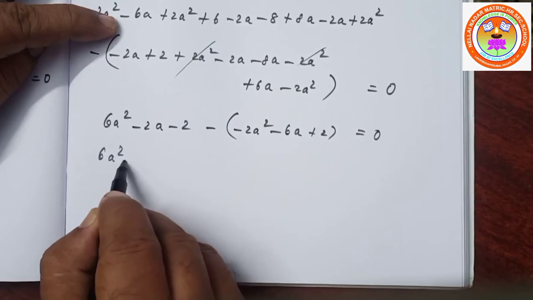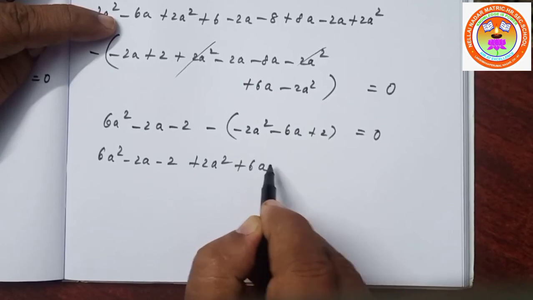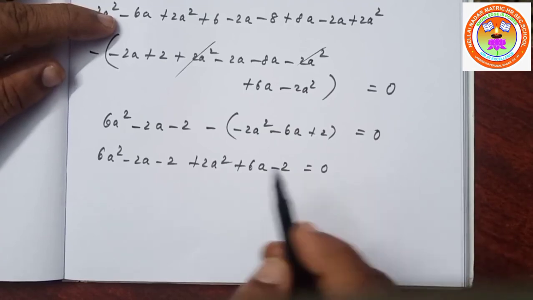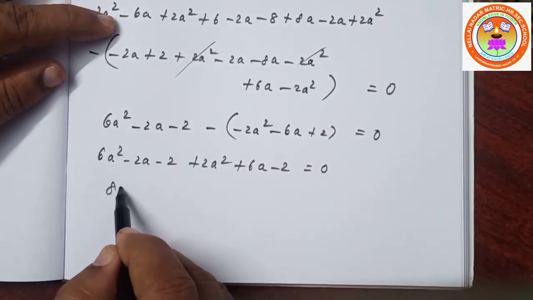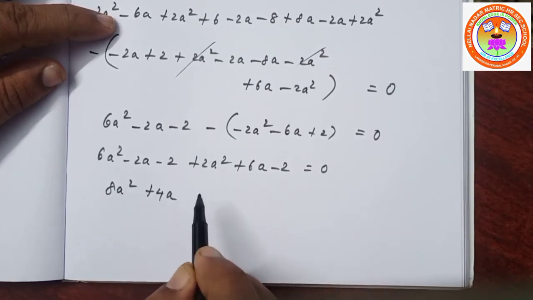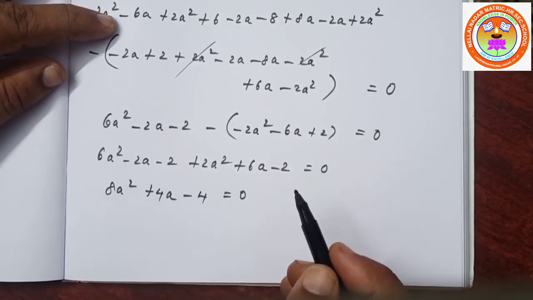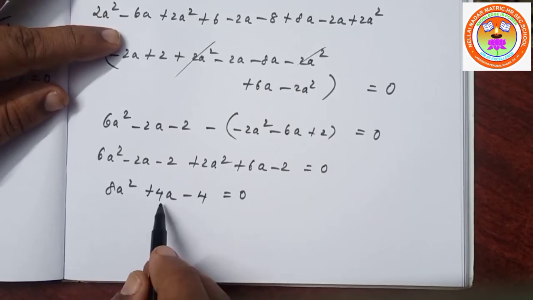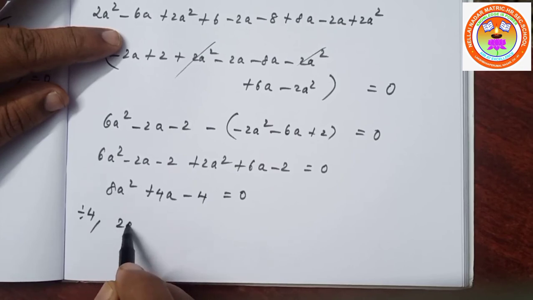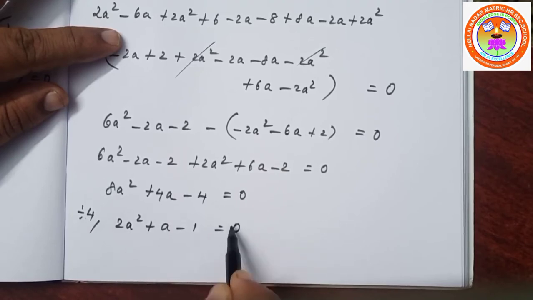Now, 6a squared minus 2a minus 2, minus into minus plus 2a squared, minus into minus plus 6a, minus into 2 minus 2, that is equal to 0. 6a square plus 2a square, that is equal to 8a square. Minus 2a plus 6a, that is equal to 4a. Minus 2 minus 2, that is minus 4, that is equal to 0. Here 8a squared, 4a and minus 4 we can divide by 4. If we divide by 4, 8 by 4, that is 2a squared. 4 and 4 get cancelled, a. 4 by 4, that is equal to 1, that is equal to 0.